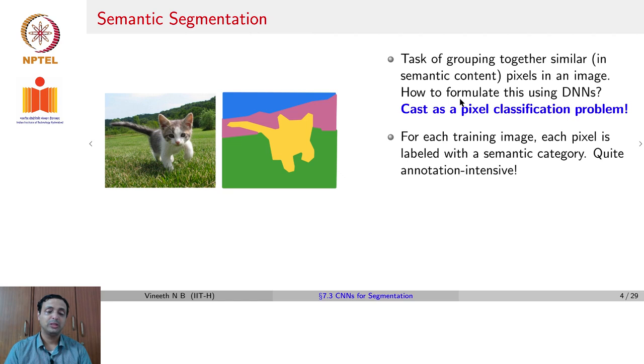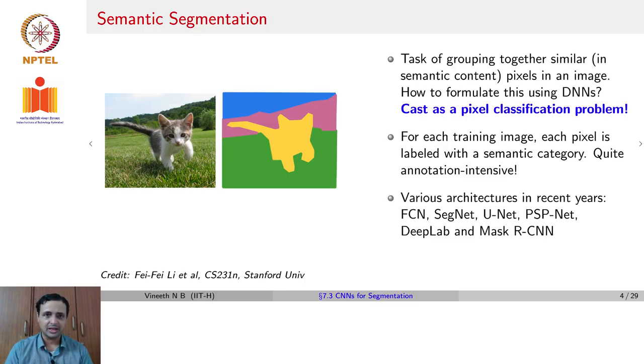While so far we spoke about image level classification, where we had only a label at the level of an image, then we went to detection, where we had labels at the levels of bounding boxes, where we not only gave a class label but also an offset to the bounding box to make a final prediction. But in semantic segmentation, we are going to classify at the level of every pixel. So for each image, each pixel has to be labeled with a semantic category. So you can assume that creation of a data set for semantic segmentation is very annotation intensive.